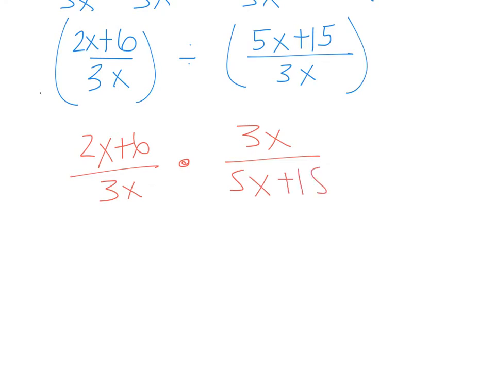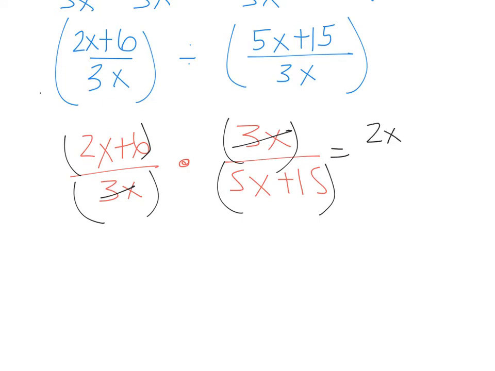Okay, so now if you notice a few things. First thing I notice is this is multiplication, so I can start dividing things out that are exactly the same, but I can only do that for monomials unless things are factored. So first thing right off the bat I see is there's a 3x here and a 3x here, and since this is all multiplication, I can divide those out right away. That leaves me with 2x plus 6 on the top and 5x plus 15 on the bottom.